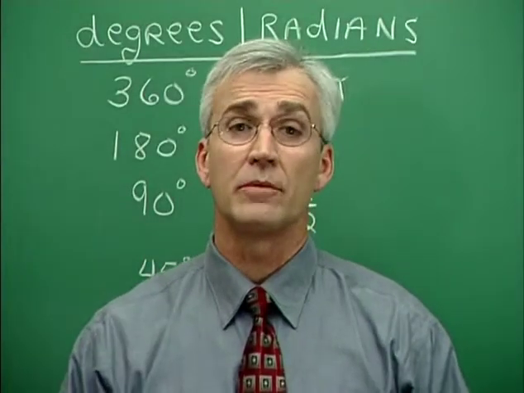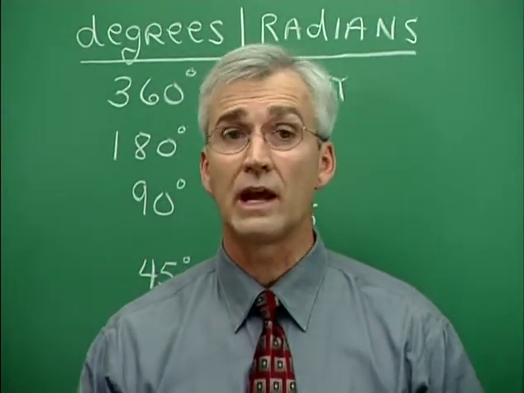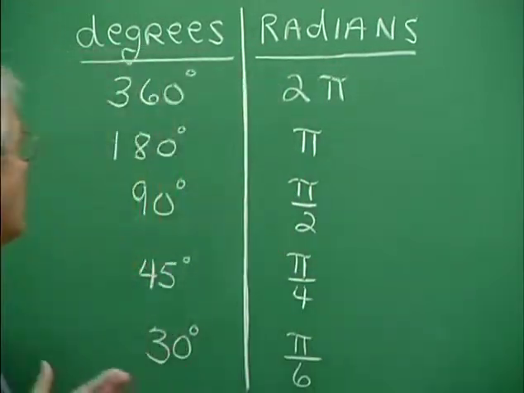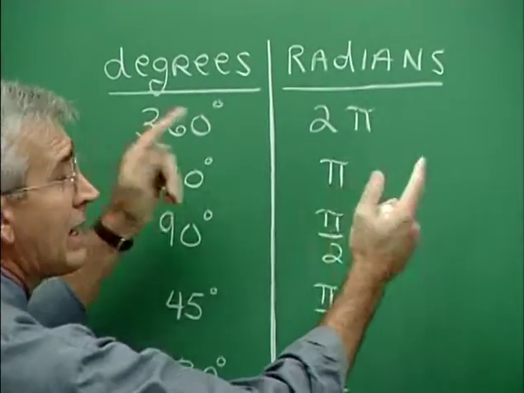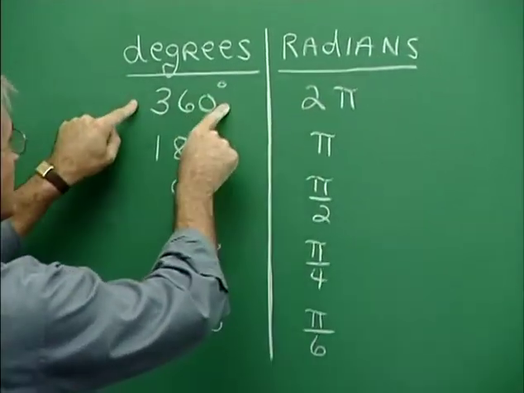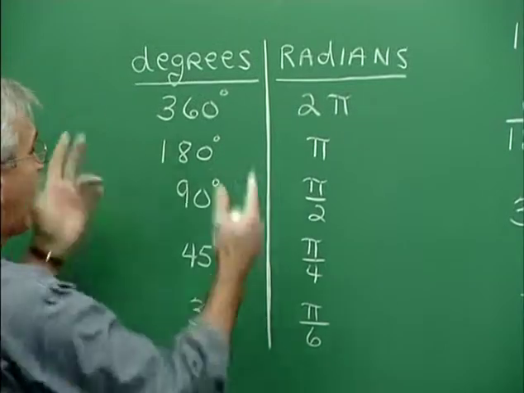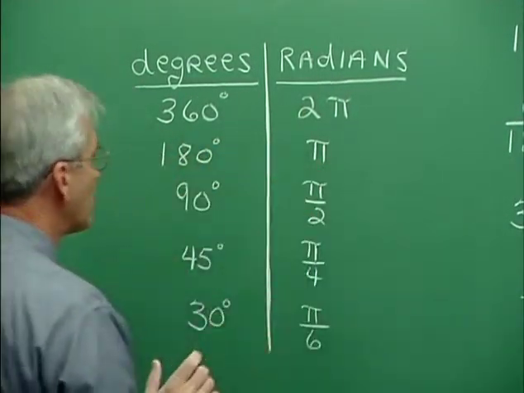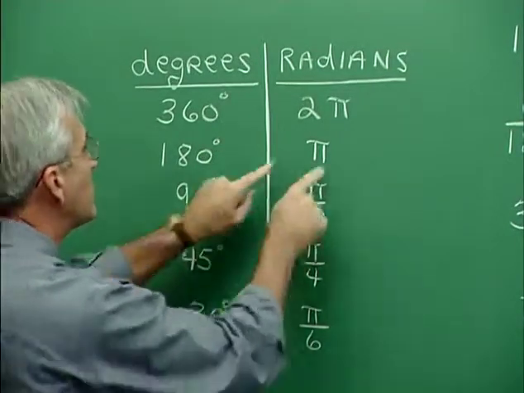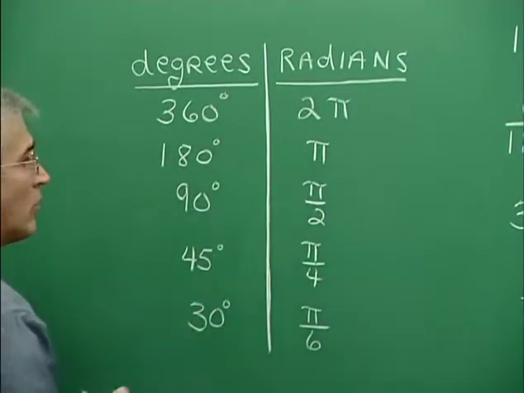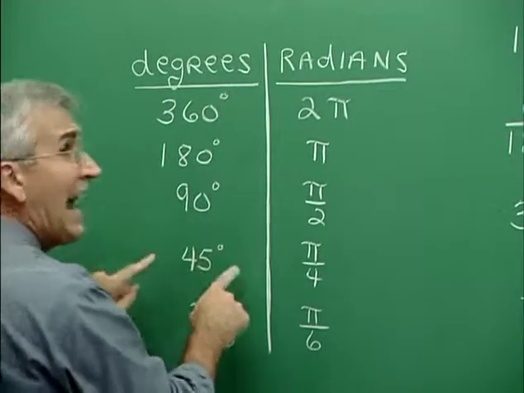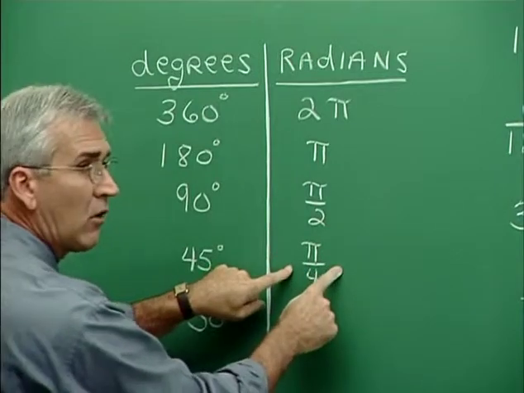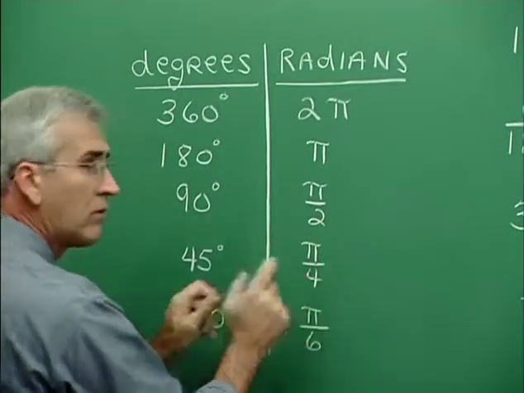Let's establish a relationship between angles measured in degrees and angles measured in radians. It's pretty easy to do because we know that one full revolution in degrees is 360, and in radians it's 2 pi. So 360 degrees is equal to 2 pi radians. And then half of each of these means that 180 degrees is equal to pi radians. And half of that, 90 degrees, is equal to half of this, pi over 2 radians. And half of that, you see, half of 90 degrees is 45 degrees, so half of pi over 2 is pi over 4. So 45 degrees is equal to pi over 4.